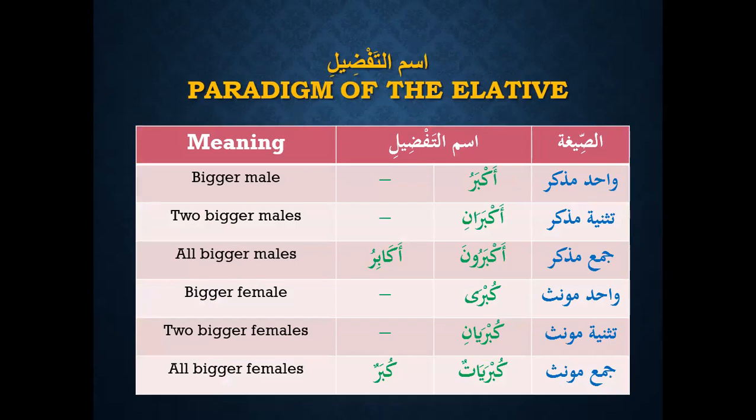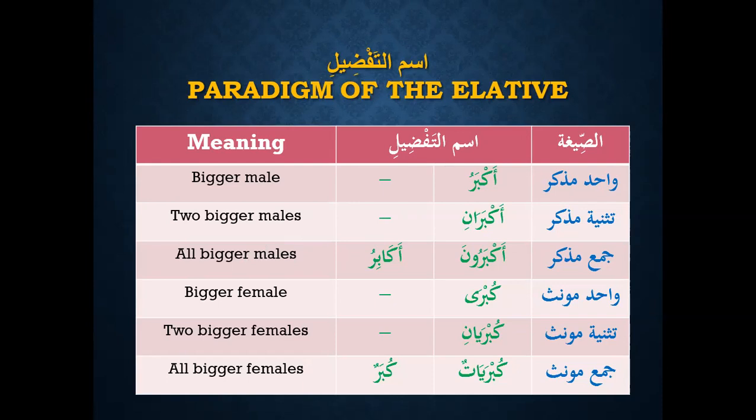And then there's a paradigm. So if you take akbar, akbar is singular form. So tathniya akbaran. And jama akbarun. And there's jama mukassar as well. Akbarun is salim. Akabir is jama mukassar. And kubra, kubrayan, and kubrayat. Jama salim. Kubar, jama mukassar. Kubar. Remember kubar. Don't confuse this kubar with fu'lun, kubrun.